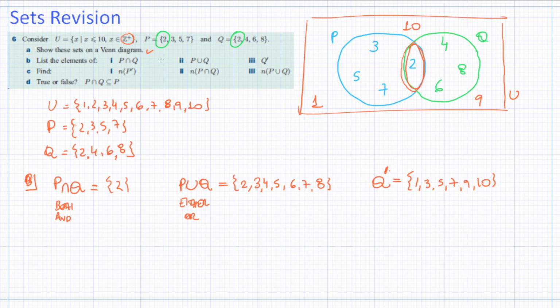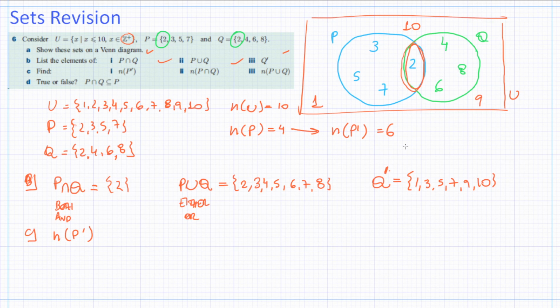Okay, so that's done. Now, letter C. Find the number of elements in complement of P. Now, if P has 4 elements and the universal set, take a look, the universal set has 10 elements. Set P has 4 elements. Therefore, set P prime would need to have 6 elements.